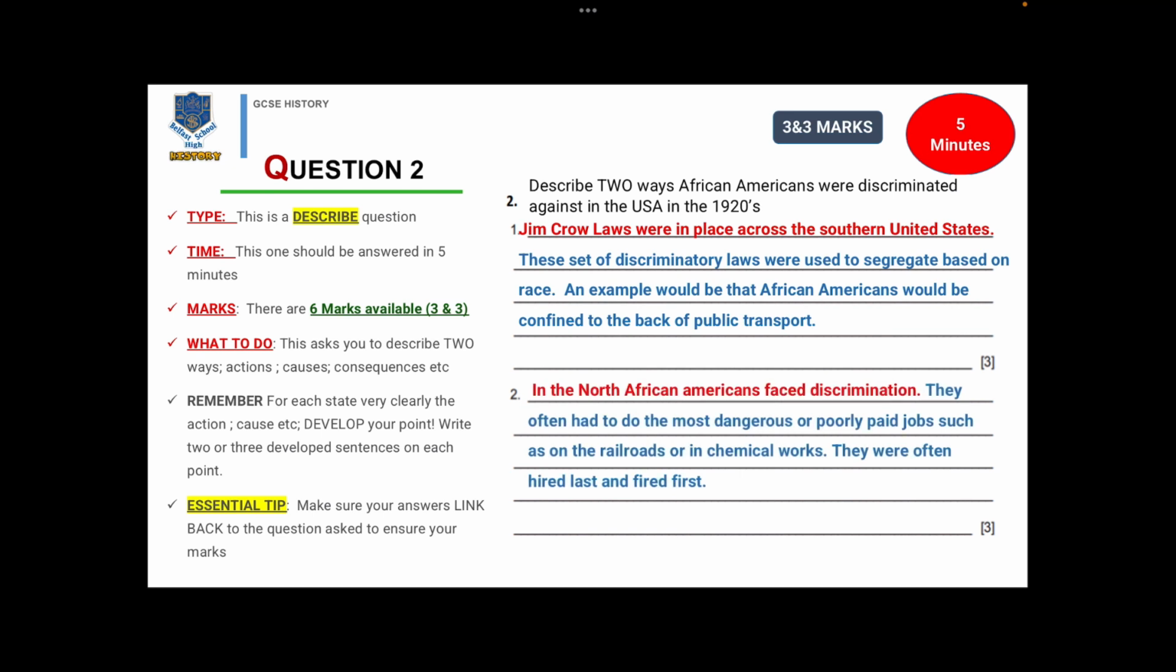In the North, African Americans faced discrimination. They often had to do the most dangerous or poorly paid jobs, such as on the railroads or in chemical works, and they were often hired last and fired first. Again, I've got my key point that in the northern states in the USA, they face discrimination, and I've given 2 examples of how that's actually happened. And that should be my marks in the bag, so 3 and 3. Just make sure you develop your answers, make sure you use full stops to show the 3 elements of your answer.